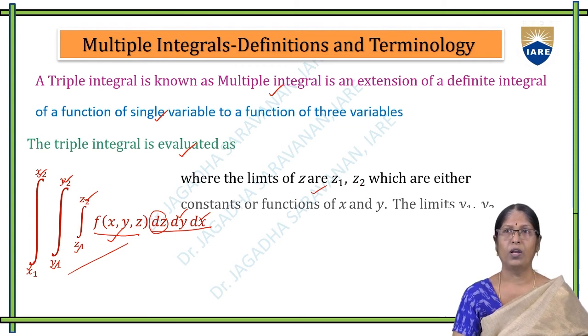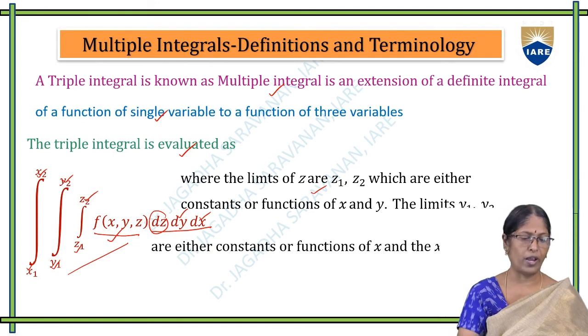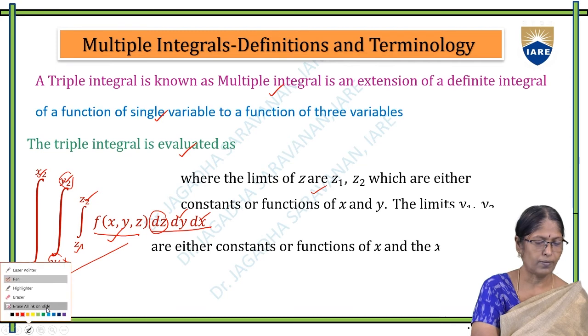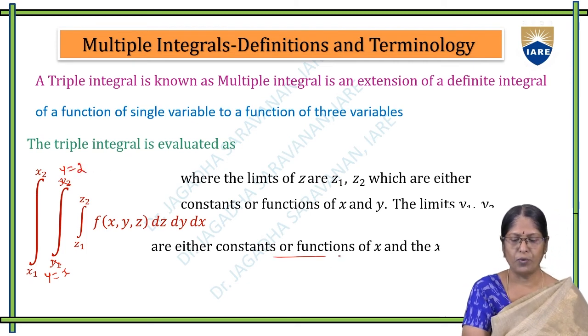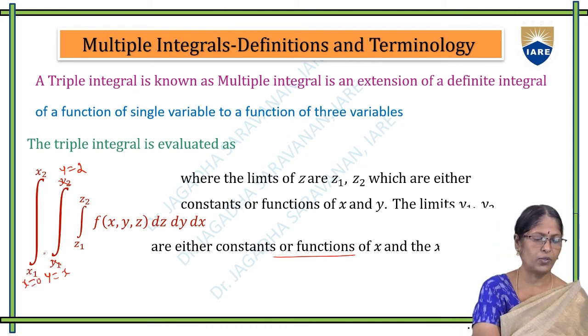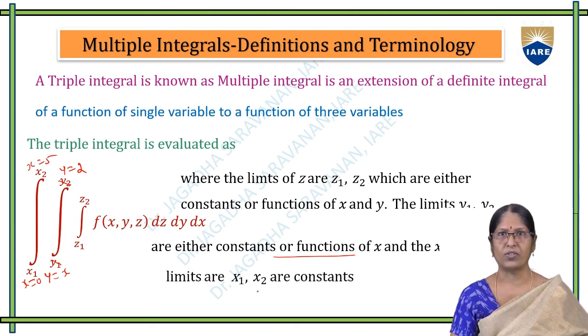where the limits of z, z1 and z2, are either constants or functions of x and y. Next, the limits of y, y1 and y2, are functions of x. That is, here we can write y equal to x, and here maybe y equal to 2, anything. That is the meaning of it. The final one is x equal to 0 or x equal to 5. So we can see the x limits are constants.